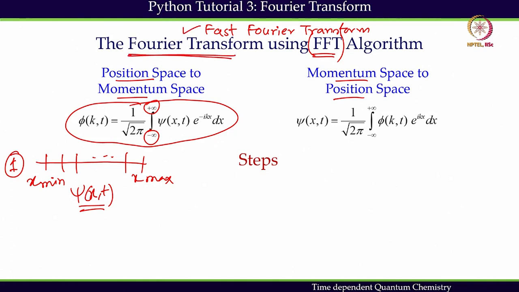So first we have to represent the wave function in a finite grid, and we know how to select those finite grids. And when you are selecting the finite grids, we have to make sure that at the boundary of the grid the wave function goes to zero, because we cannot use the minus infinity to plus infinity limit in a numerical method. Now once we have represented the wave function in the x grid, there are two things we have to find out. There are two points we have to take care of.